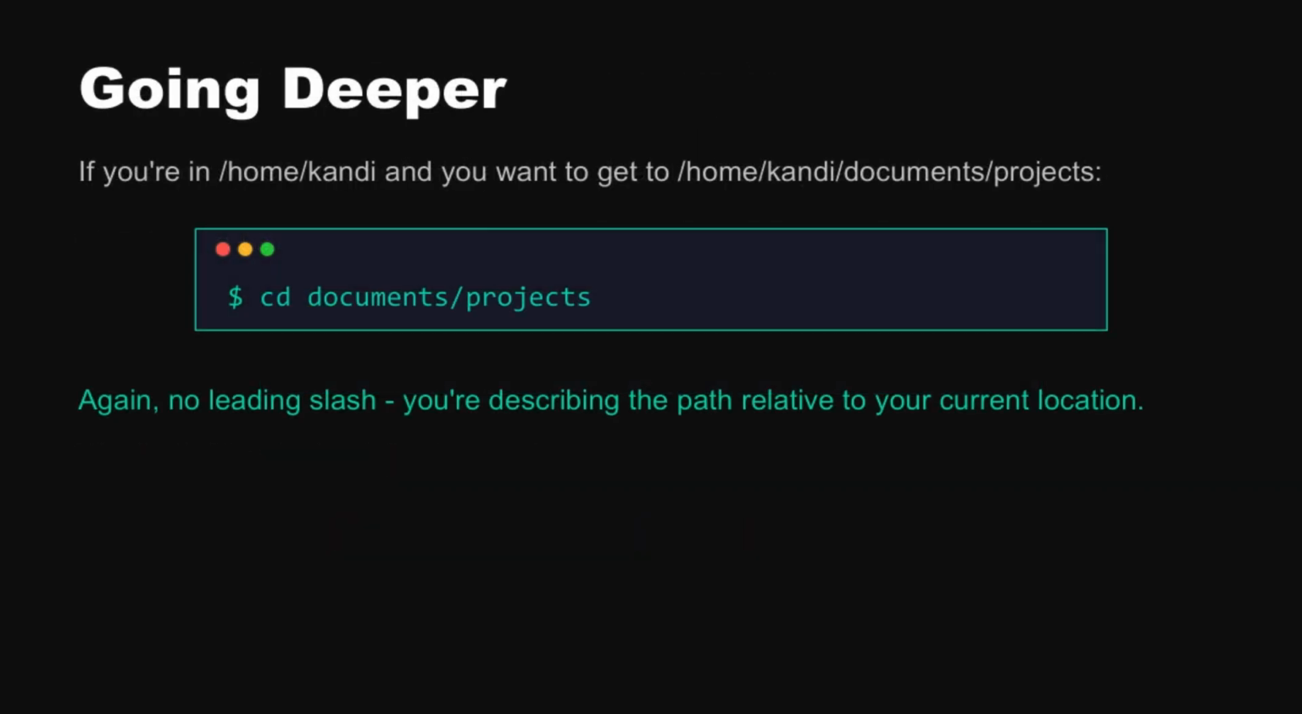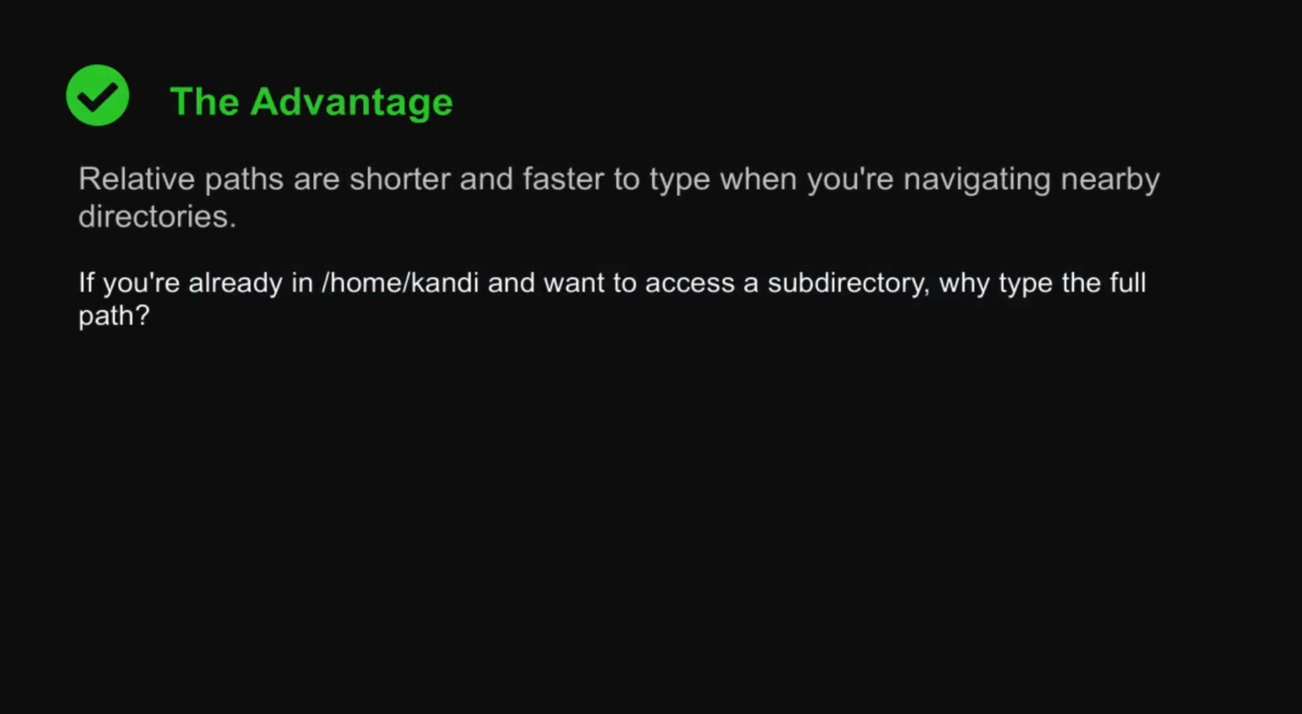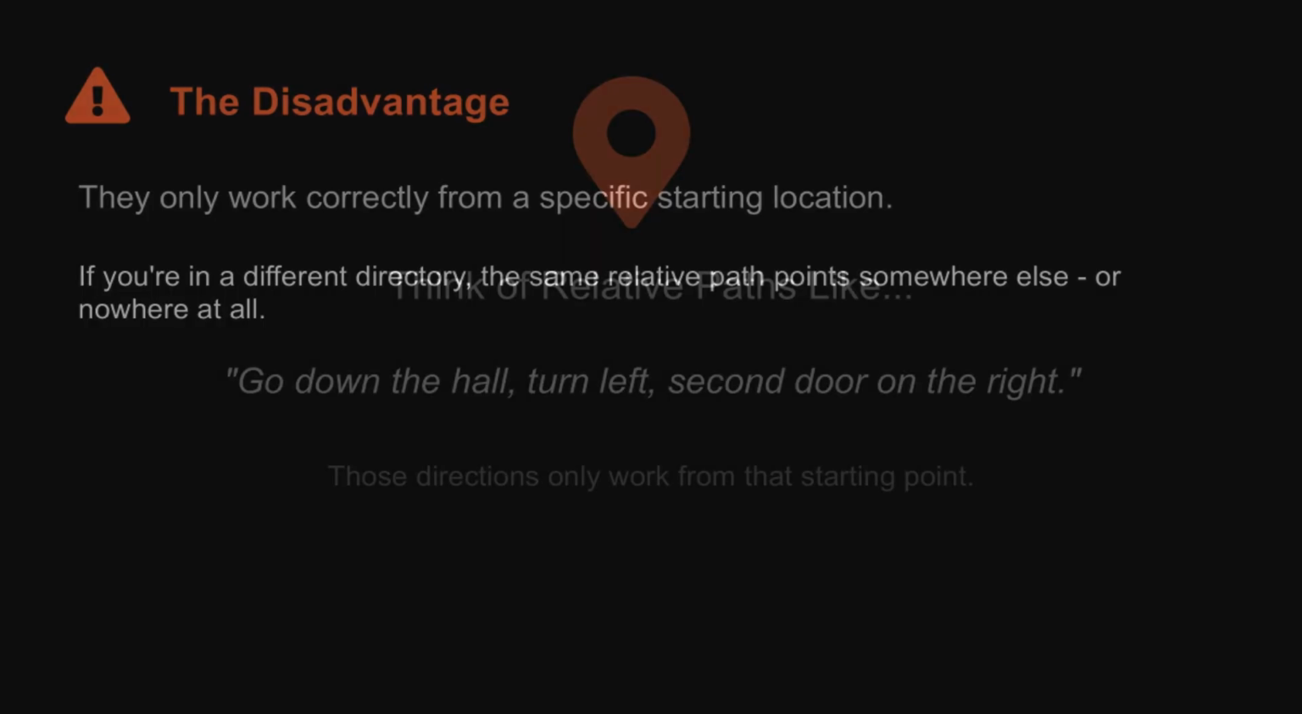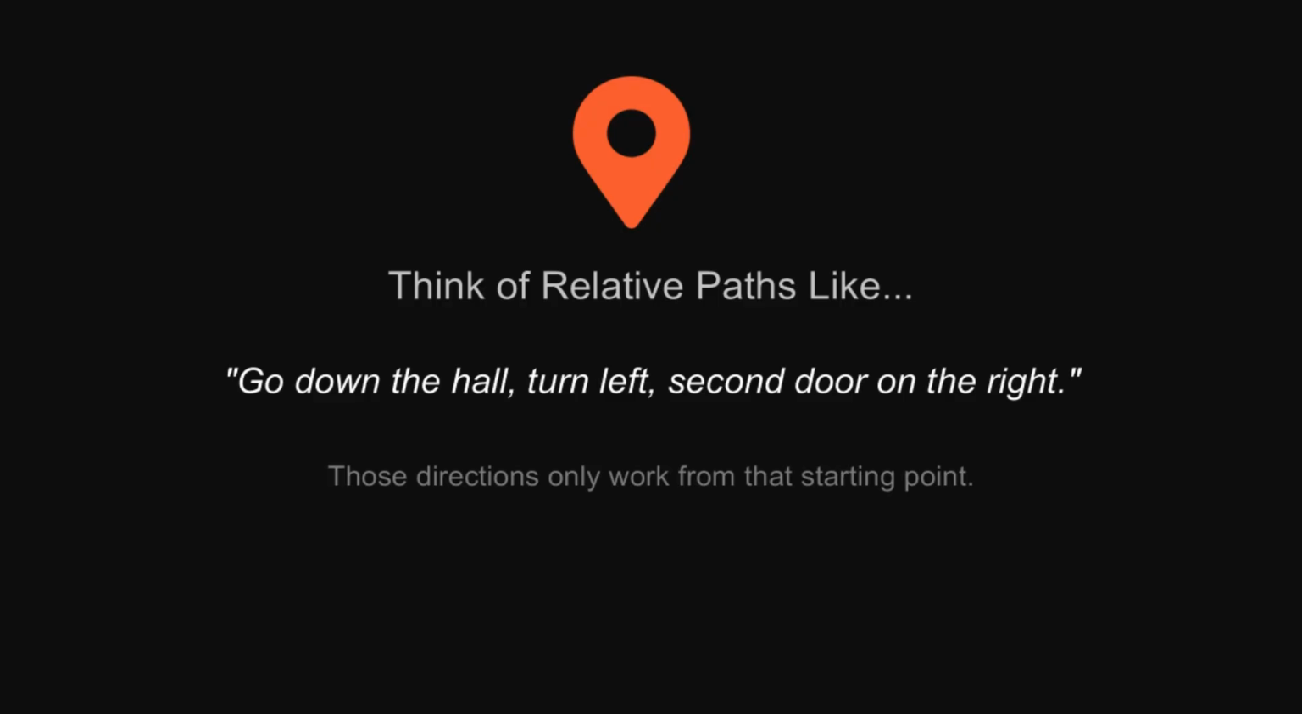There are advantages to using relative paths, like they're shorter and faster to type when you're navigating nearby directories. If you're already in a specific directory and you want to access a subdirectory, you don't need to type the full path. And the disadvantage is obviously that they only work correctly from a specific starting location. Think of relative paths like giving directions to someone standing next to you. Go down the hall, turn left, second door on the right. Those directions only work from that starting point.